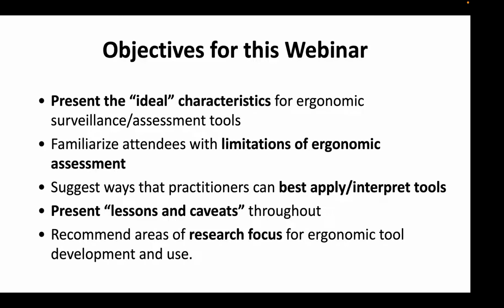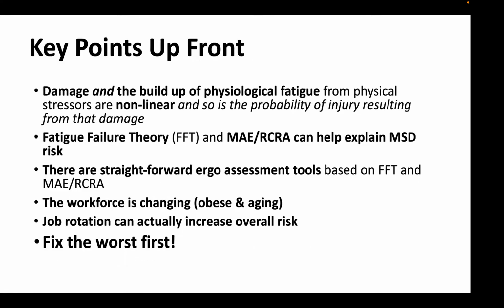So the objectives we have for this webinar are to present what we think are the ideal characteristics that an ergonomic assessment or surveillance tool should have. We want to familiarize attendees with some of the limitations of ergonomic assessment, and we want to suggest ways that you might be able to best apply and interpret the tools. Throughout, we'll try to show little lessons and caveats regarding these tools, and we'll recommend some areas of research focus for the future. So, some key points up front.